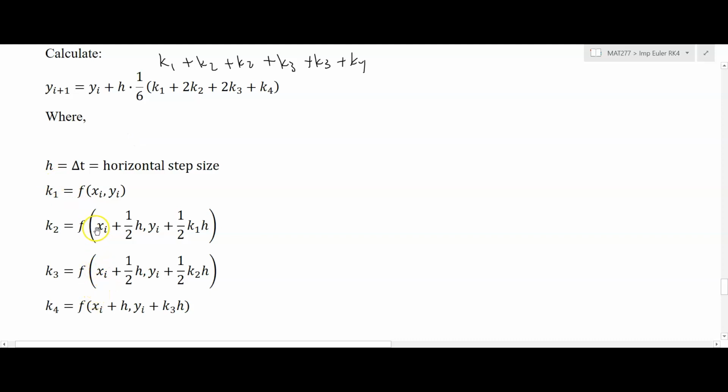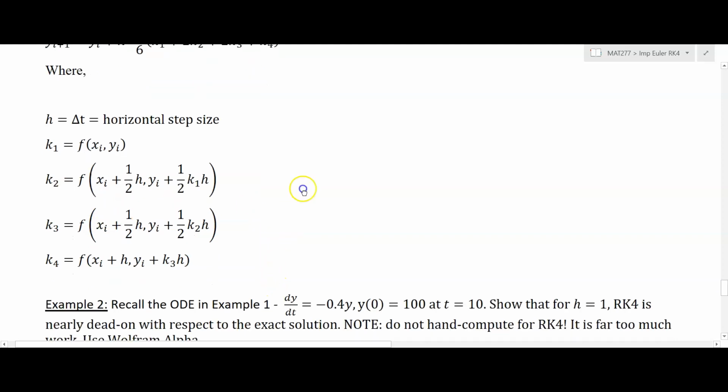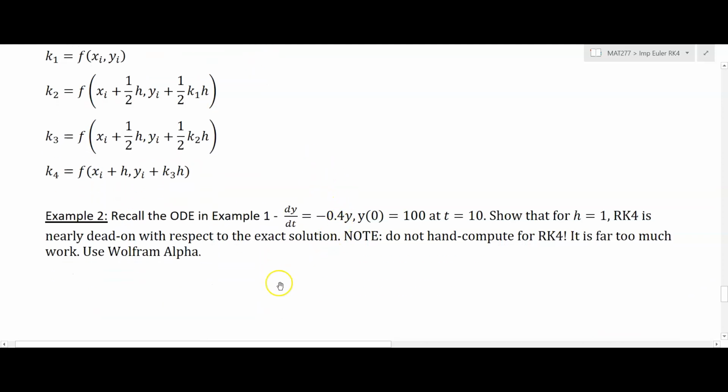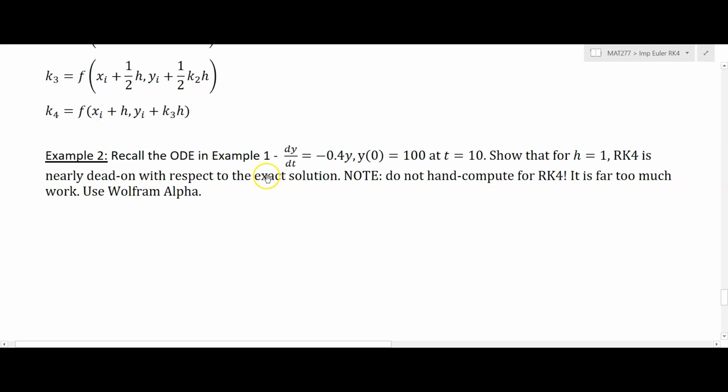In much the same way as the improved Euler's method, we're not going to do this by hand because it is extremely cumbersome and extremely prone to mistakes. So we're going to use technology in order to do this. Recall our ODE in example 1. We did this with Euler's method and improved Euler's method. Euler's method really killed us. It did not provide good approximations. Improved Euler's was within 1% of the correct answer.